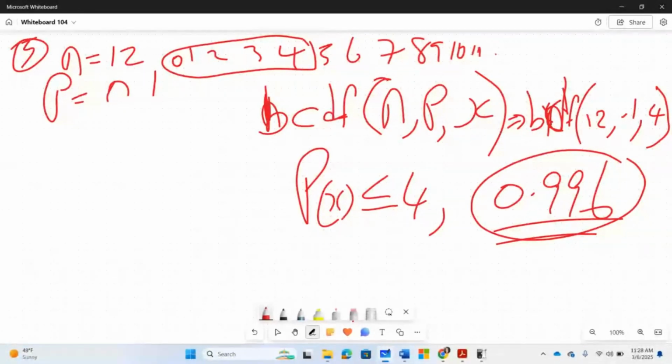Okay. You can be told to do it by hand. It means you find P0 plus P1 plus P2, you add them all together and then find the answer. Or you could be told to make a table. If you're told to make a table, then you have to make a table. You can be told to make a probability distribution table.